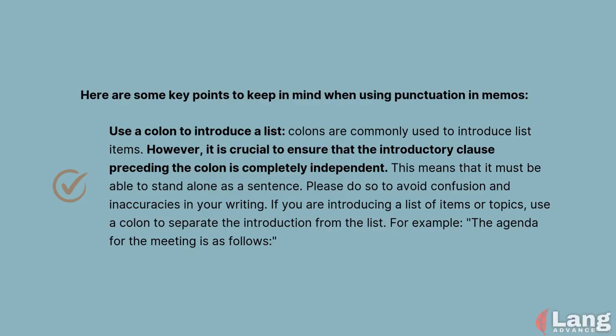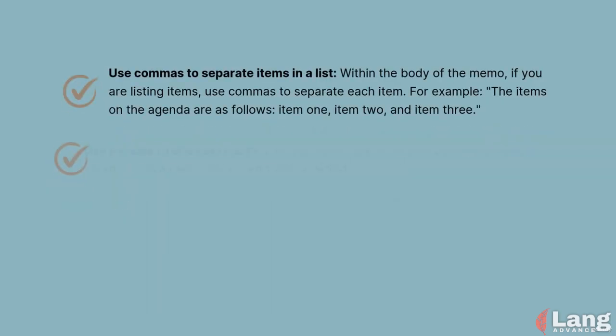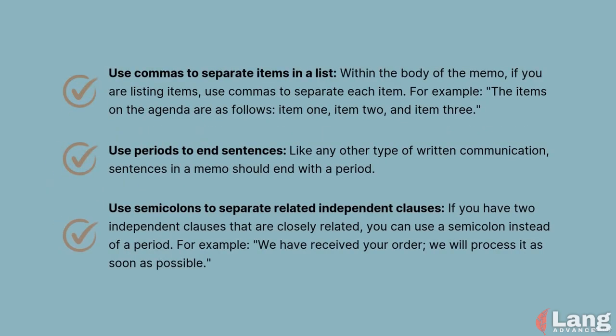If you are introducing a list of items or topics, use a colon to separate the introduction from the list. For example, the agenda for the meeting is as follows. Use commas to separate items in a list. Within the body of the memo, if you are listing items, use commas to separate each item. For example, the items on the agenda are as follows: Item 1, Item 2, and Item 3.